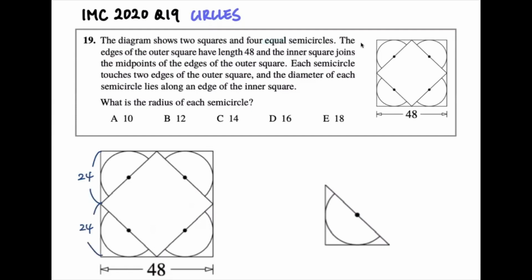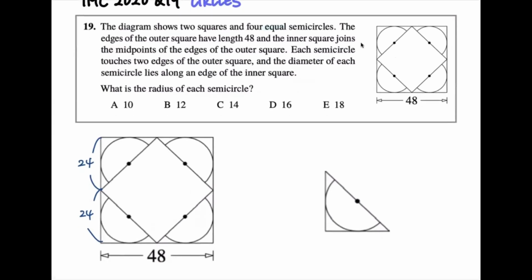Each semicircle touches 2 edges of the outer square, and the diameter of each semicircle lies along an edge of the inner square. Then we have to get the radius of each semicircle. First of all, we can draw the radius on the diagram. Since it's perpendicular, we know this is r, and that's what we want. Just to check the angles, each angle is 90 degrees since it's a square, and therefore the remaining 2 would be half, which is 45, 45.